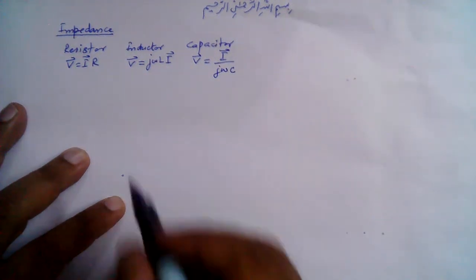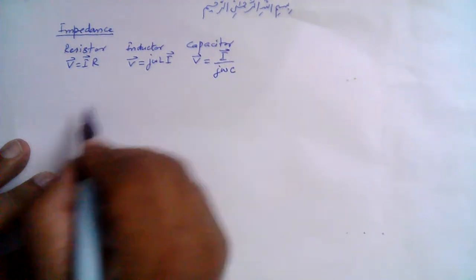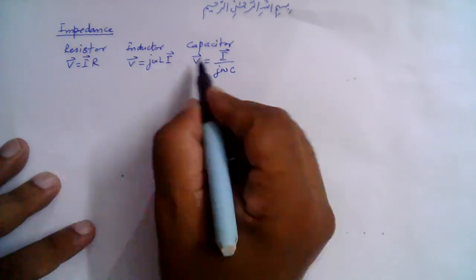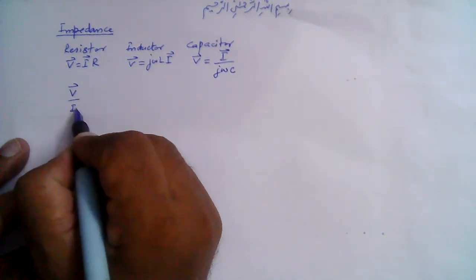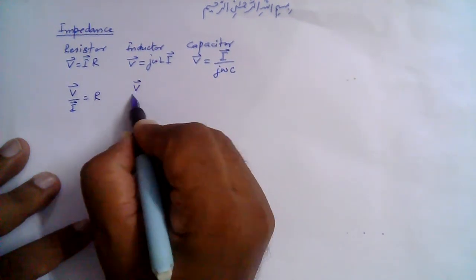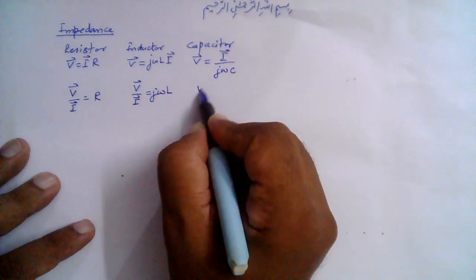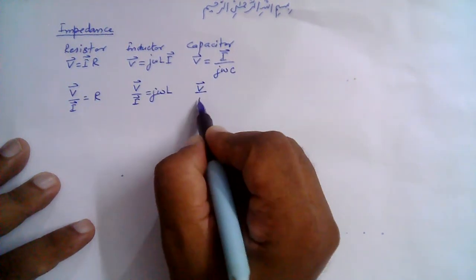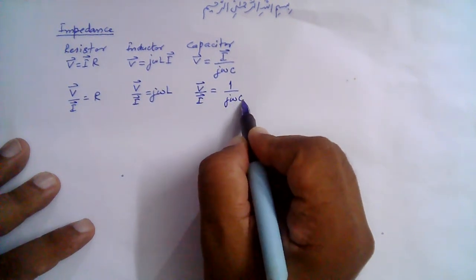From this we can find the ratio of the phasor voltage to the phasor current for all three circuit elements. For the resistor, V bar over I bar is equal to R. For the inductor, V over I is equal to J omega L, and for the capacitor, V over I is equal to 1 over J omega C.